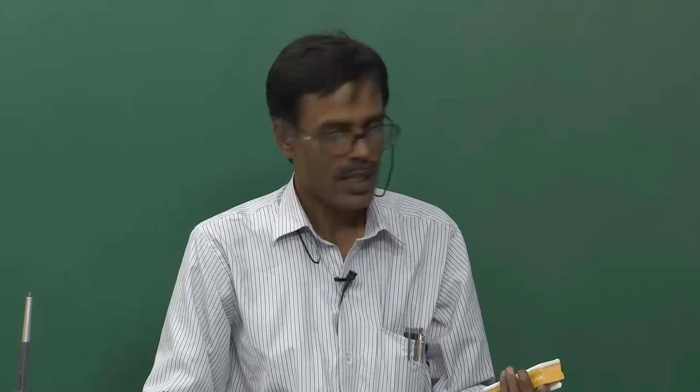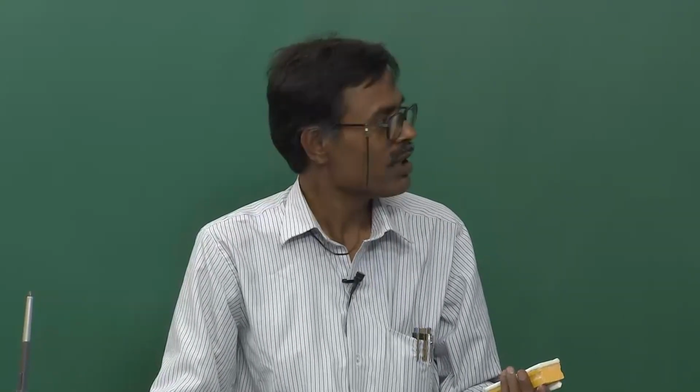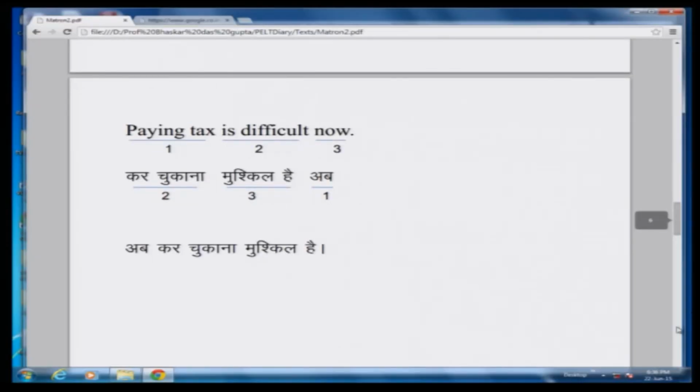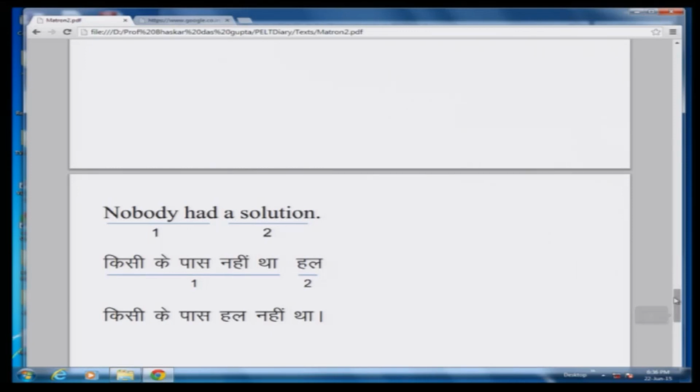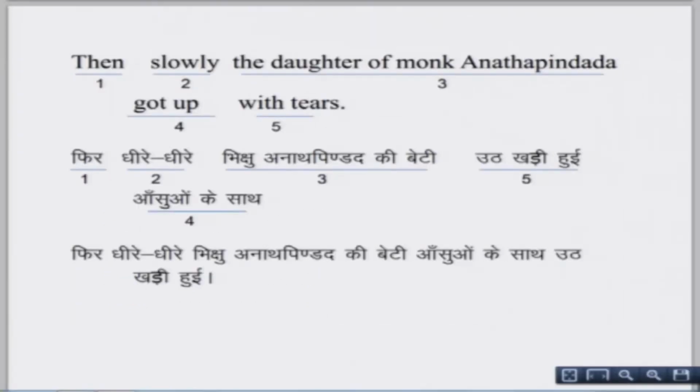So you follow through the steps. Here all the steps we have put together. Then slowly, as I told you, this could have been two different parts also, or they could be put together. फिर धीरे धीरे भिक्षु अनाथ पिंडर की बेटी उठ खड़ी हुई आंसुओं के साथ. In the correct order, you get it. फिर धीरे धीरे भिक्षु अनाथ पिंडर की बेटी आंसुओं के साथ उठ खड़ी हुई.